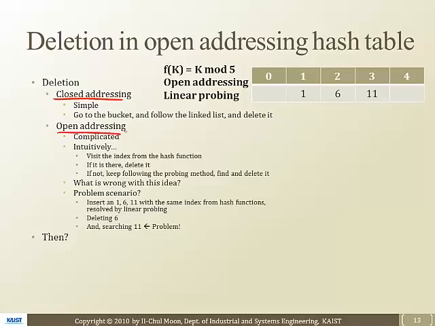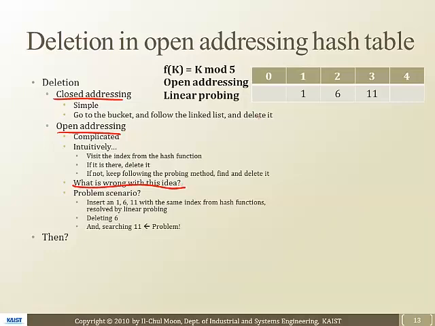However, in the case of open addressing, it's very complicated. Intuitively, visit the index from the hash function. If it is there, just delete it. If not, keep following the probing methods, and then you will find it and delete it. What's wrong with this idea?